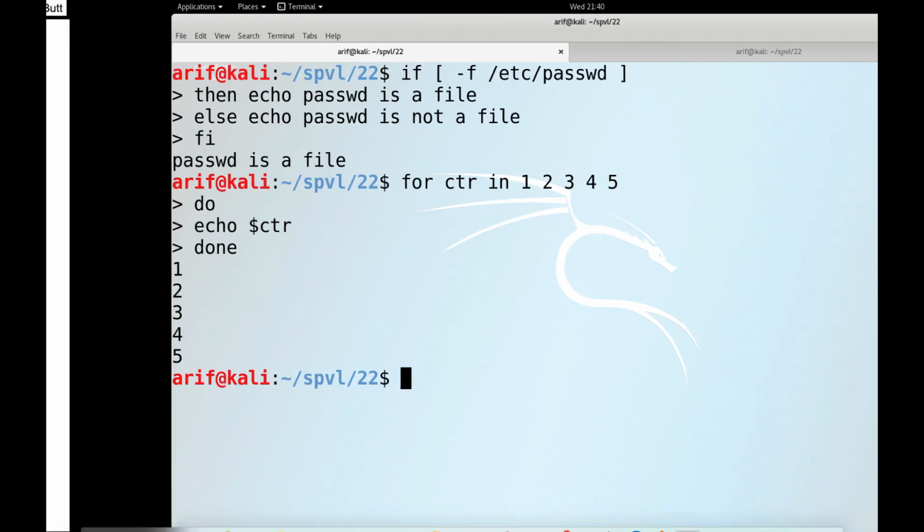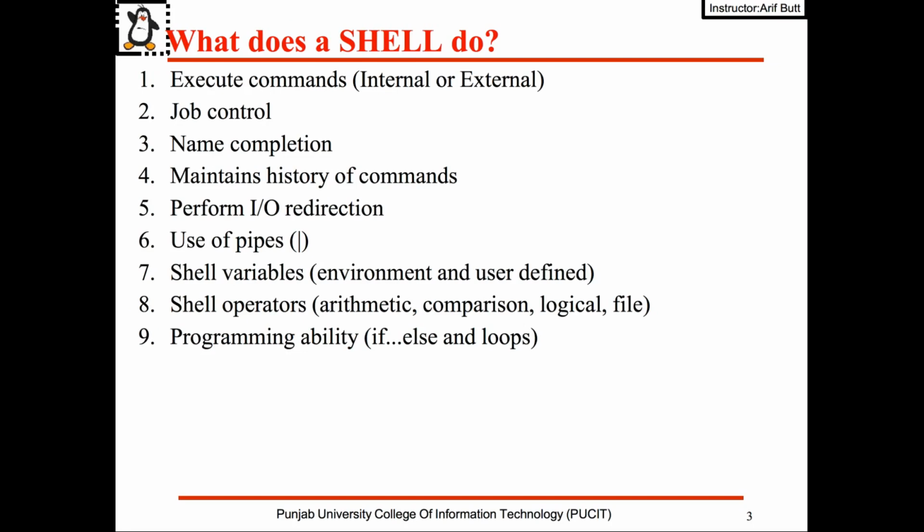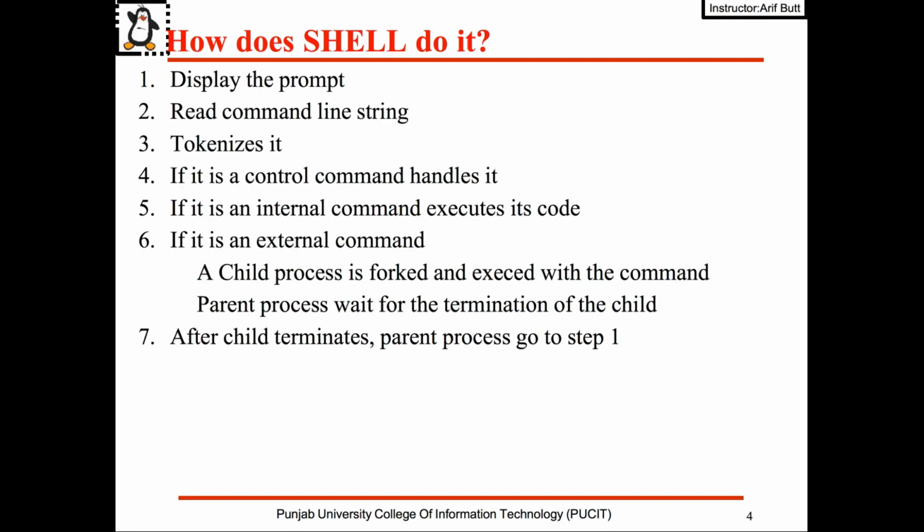And let me fall back over here. Well, dear students, we have seen what a shell does very quickly. Now I want to know how the shell actually does it. Well, the shell displays the prompt, reads the command line string, tokenizes it. If it is a control command, for example, an IO redirection operator or a file operator or something else, it handles it. If it is an internal command, it executes the code which resides, of course, within the code of the shell.